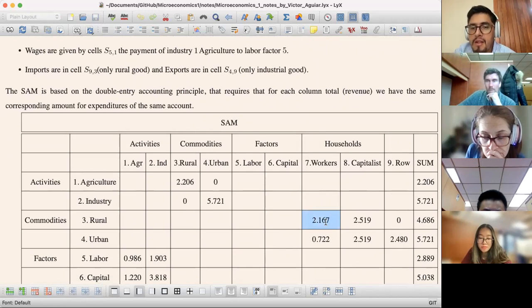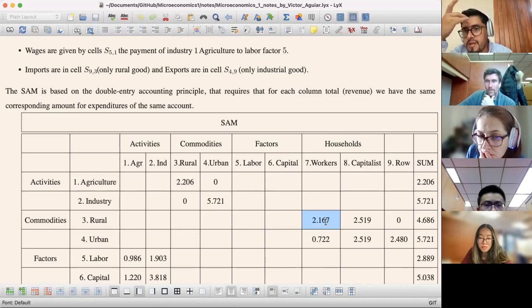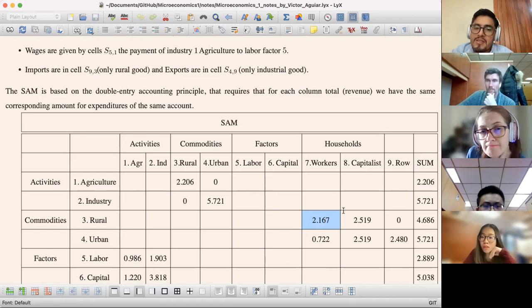So this is a payment from households that happen to be workers to the rural sector, on the side of commodities. So essentially, a worker is buying lettuces, tomatoes, something like that. So this is a composite good, right? But they are buying essentially commodities from the rural sector, agricultural goods, a composite commodity. So what is the name of this? This is the consumption of households from the rural sector.